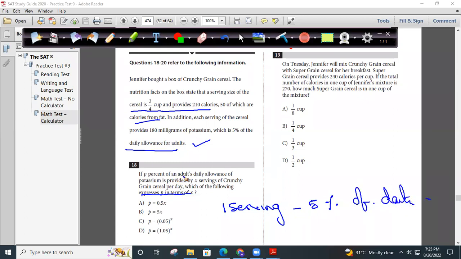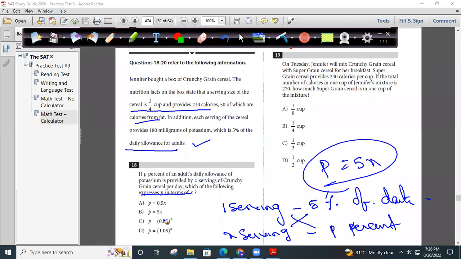So if P% of an adult's daily allowance of potassium is provided by X servings, X servings are giving how much? P%. So what is the relation between these two? Just do cross multiplication, the percent gets cancelled. So P is equal to 5x. So the answer should be B. See how simple this is?